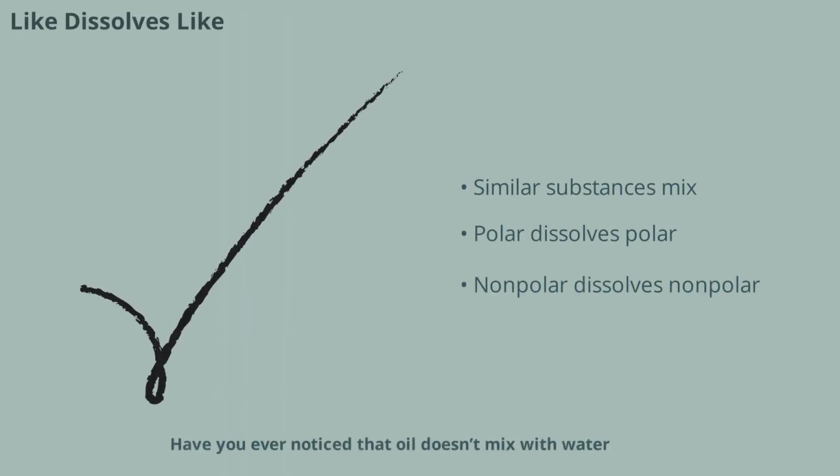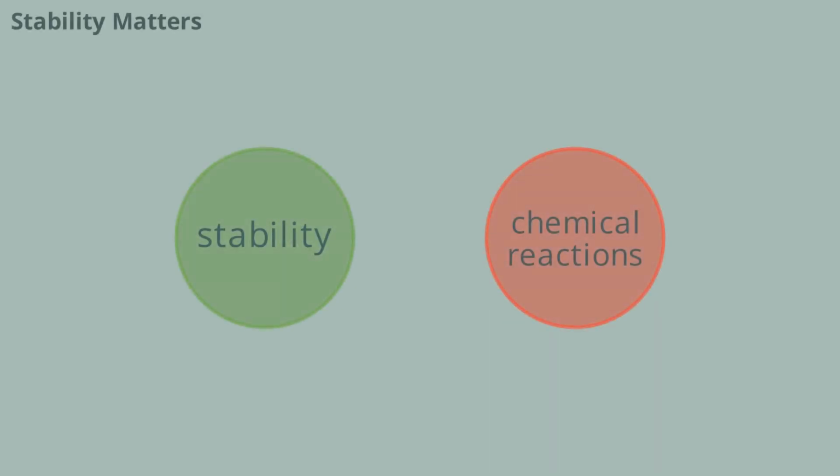Have you ever noticed that oil doesn't mix with water? That's because substances with similar properties tend to dissolve each other. This is known as "like dissolves like." Polar substances like water dissolve other polar substances, while nonpolar substances like oil mix with other nonpolars. This principle explains why some things mix easily while others stay separate, and it's a key idea in chemistry and everyday life.